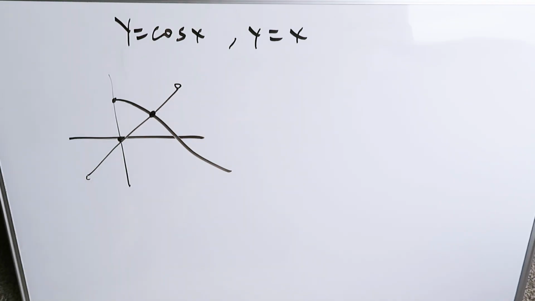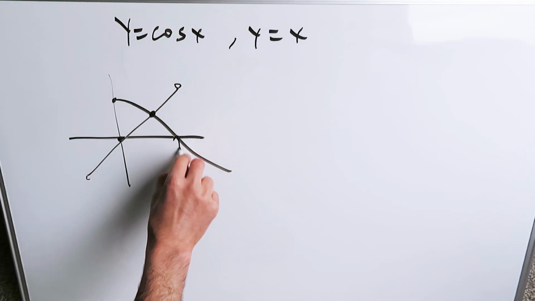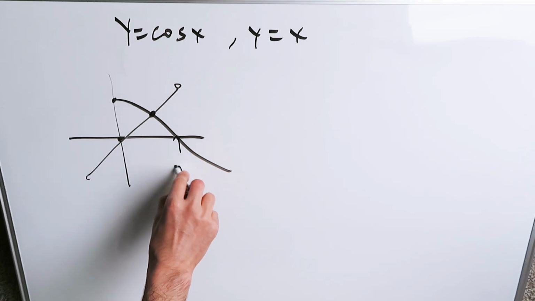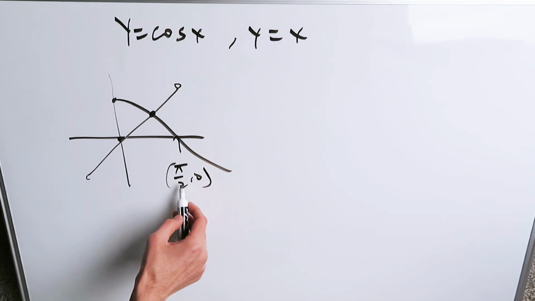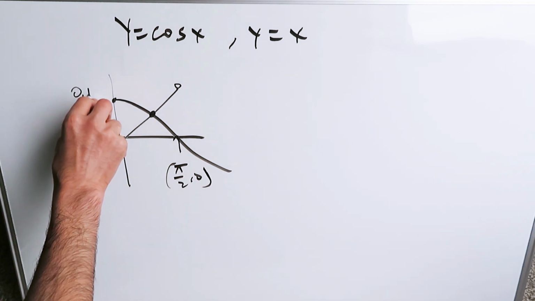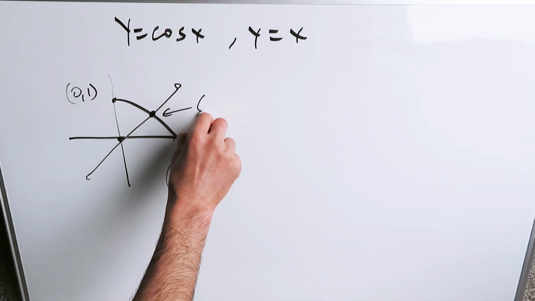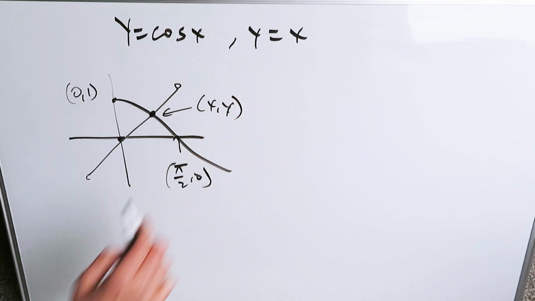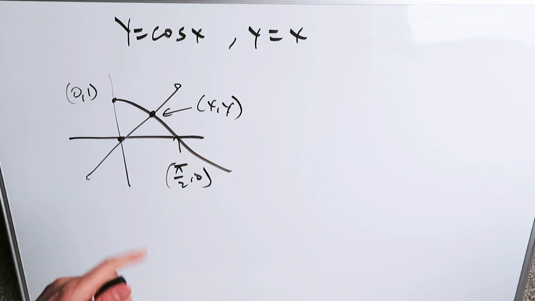How can we calculate that? You know this point right over here is pi over 2, 0, because cosine of pi over 2 is an x-intercept, it's 0. Here you have 0, 1. We're interested in this intersection point. What's this x, y? We can easily do it. It's going to require a bit of out-of-the-box thinking.